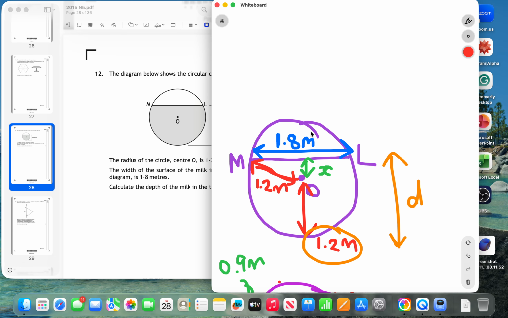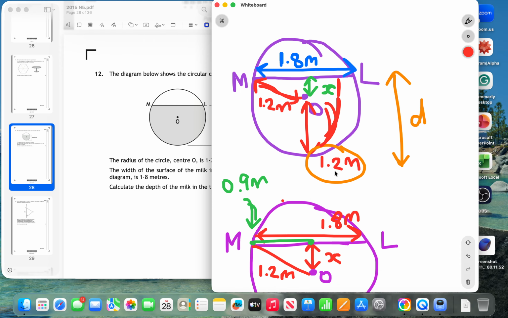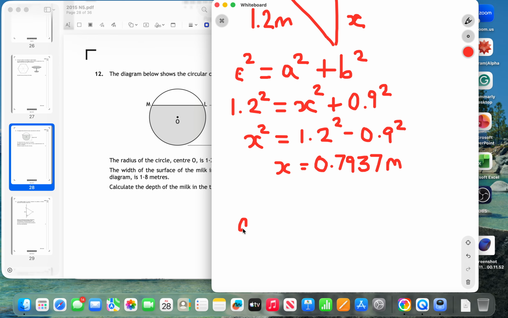So I will go back up to this. We have D is the depth, and it's equal to the radius plus x. So you see, the depth is this, it's radius, and this is x. So it's radius plus x. So depth D equals 1.2 plus x.